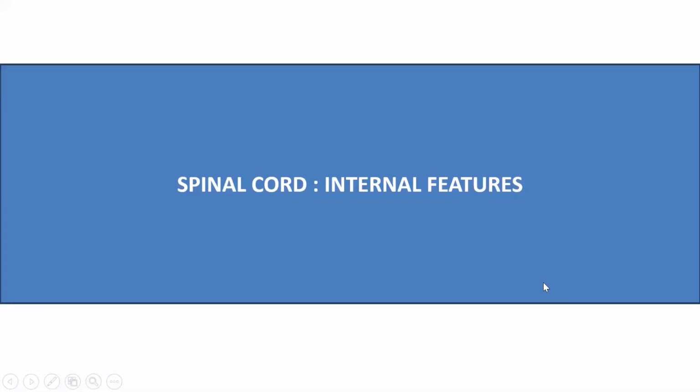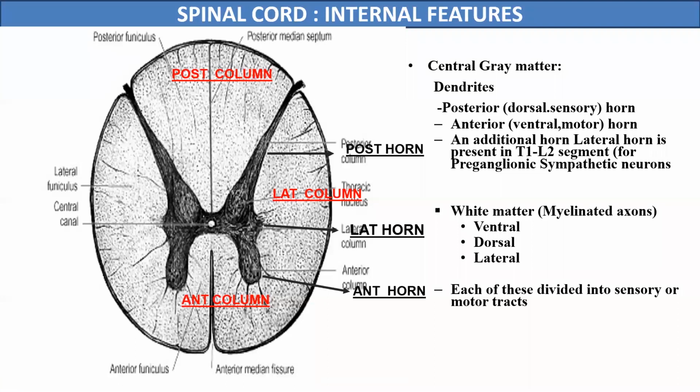Now we will study the internal features of the spinal cord. This diagram shows a transverse section of the spinal cord. In the transverse section we can see that there is an outer zone of white matter, which contains the myelinated axons, while the inner zone is made up of the gray matter, which contains the cell bodies of the neurons.